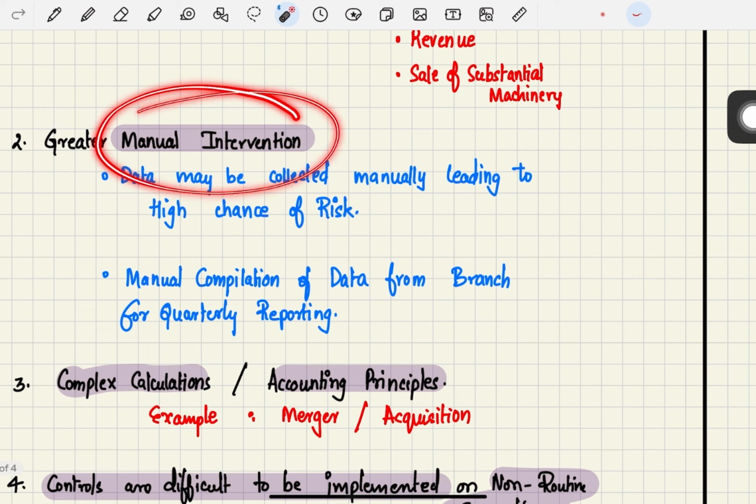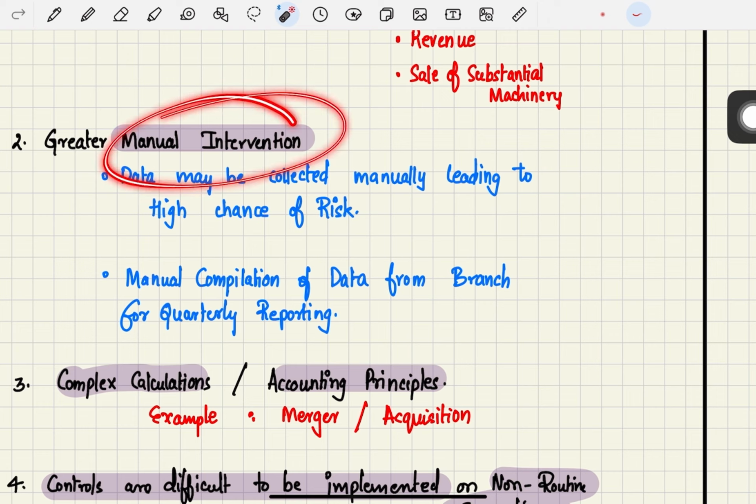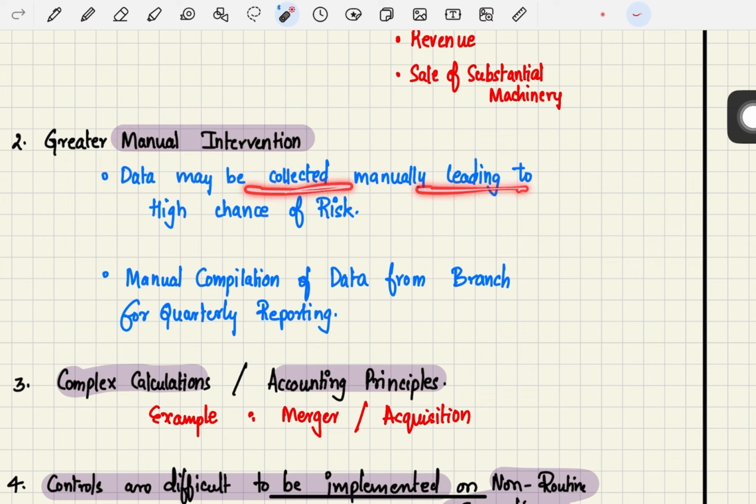Now there is greater manual intervention. In case of greater manual intervention, the data may be collected manually, leading to a high chance of risk. So basically everything is manual, there is nothing electronic. For example, these days we are not maintaining manual books of accounts, we are maintaining them through software like Tally, ERP, Zoho Books. So manual compilation of data from branches for a quarterly report is considered a non-routine transaction.